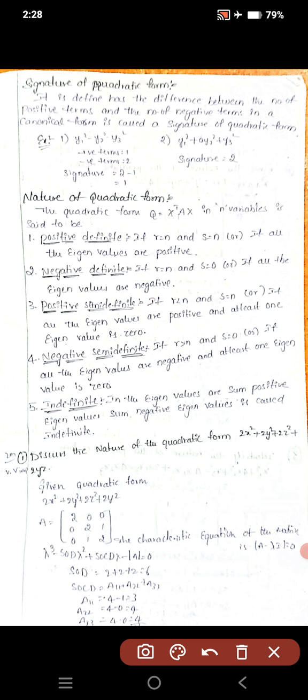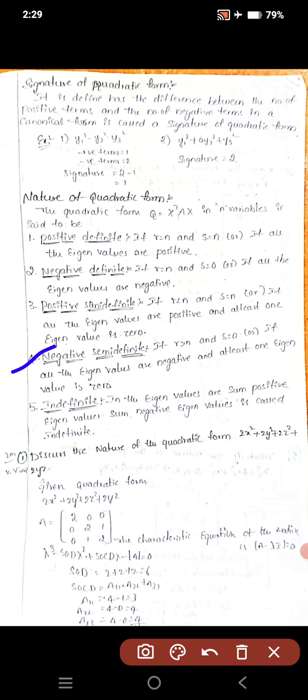Next, positive semi-definite. If r is less than n, the rank is less than the number of variables, and index equal to the number of variables, then it is positive semi-definite. If all the eigenvalues are positive and, important here, at least one eigenvalue is 0, then it is called positive semi-definite. The remaining eigenvalues are positive. Fourth one, negative semi-definite.